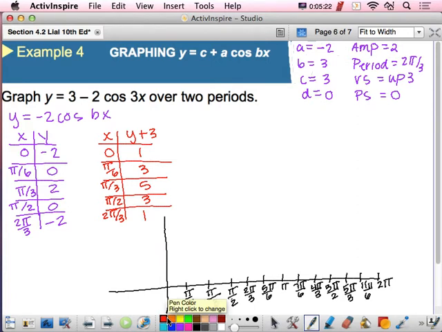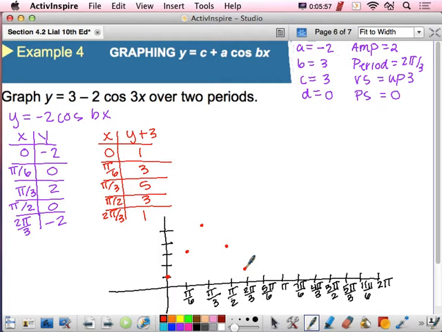The first point is 0, 1. The next point is pi over 6, comma 3. The next one is pi over 3, comma 5. And then we start to come back, right, to 3. And then 2 pi over 3 is back to 1.